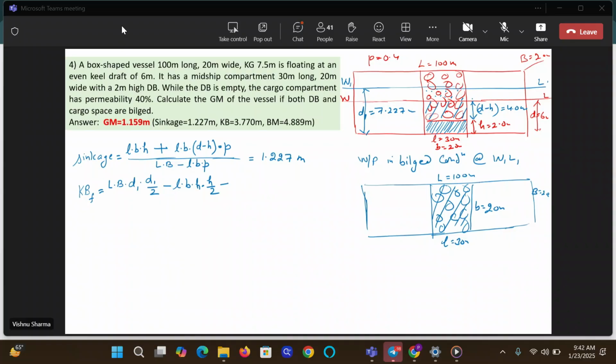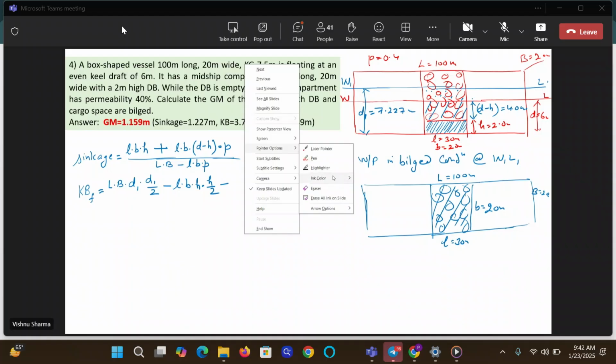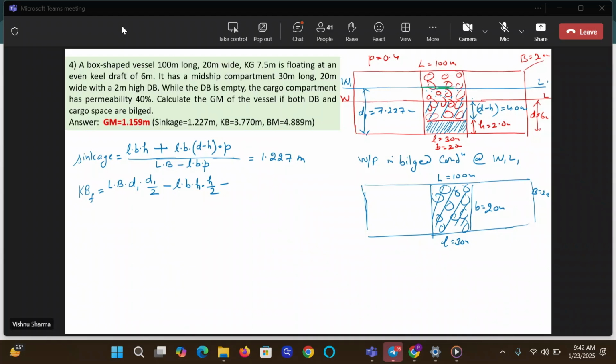Now guys, here you have to be a little careful. Let me change the marker. I'm doing it just for the sake of clarification. This is the volume above the DB which has gone underwater and is partially not contributing to buoyancy. How much will be this volume? It will be the length of the compartment, breadth of the compartment, and this height. This height will be D1 minus H.